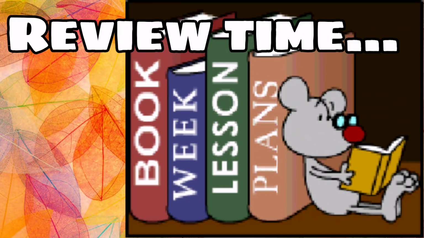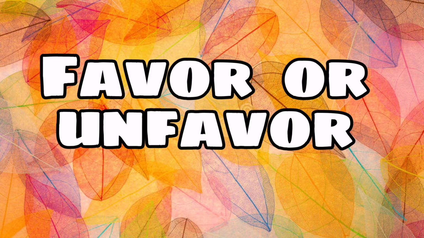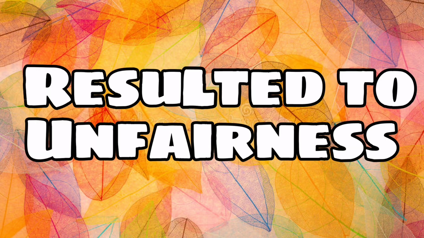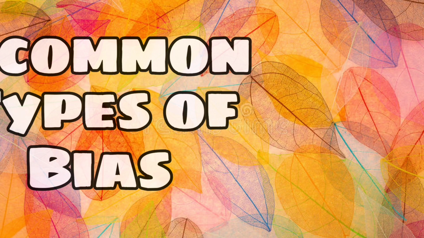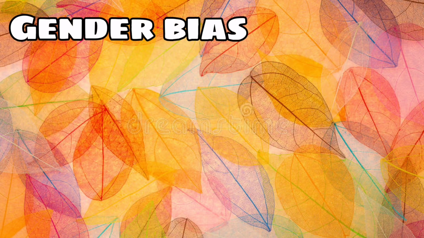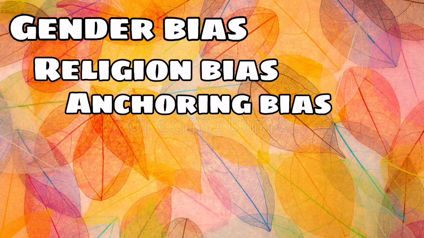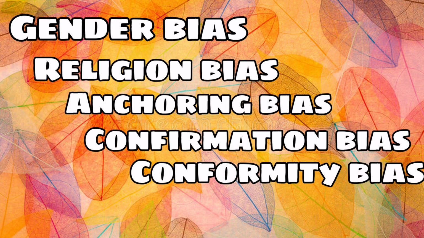Let us start our vlog with a review from our past lesson last week. Our lesson last week is about bias. Take note that bias can mean two directions. It's either in favor of or against, and can result in unfairness. And there are 7 common types of bias, and they are gender bias, religion bias, anchoring bias, confirmation bias, conformity bias, and halo effect.